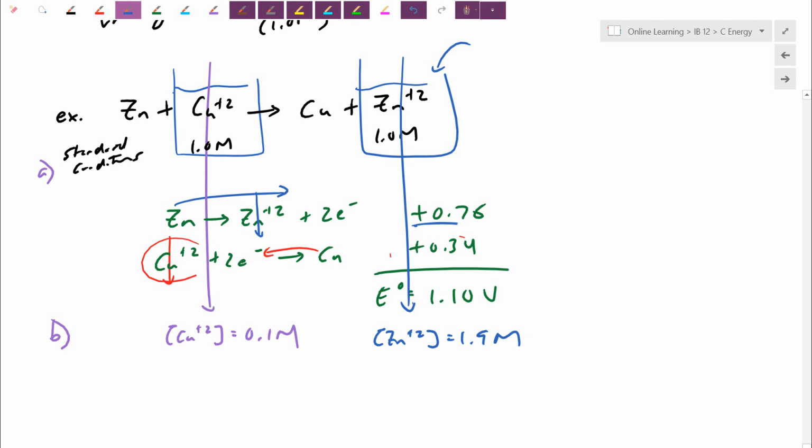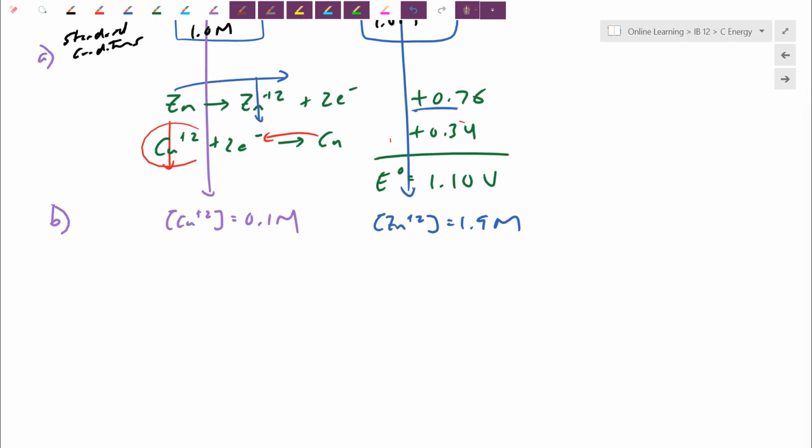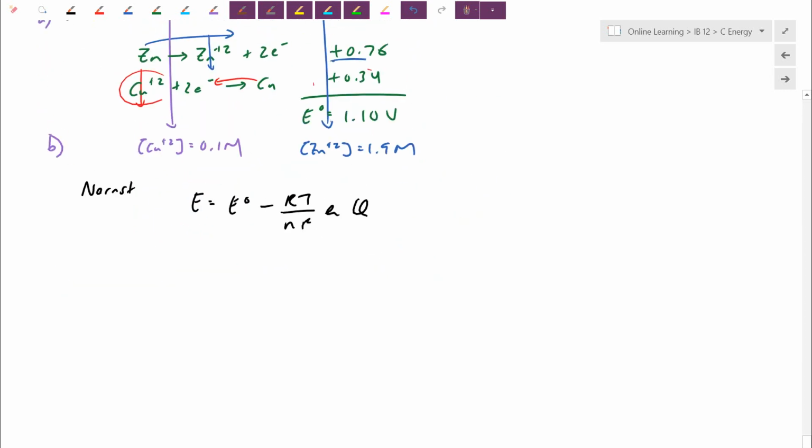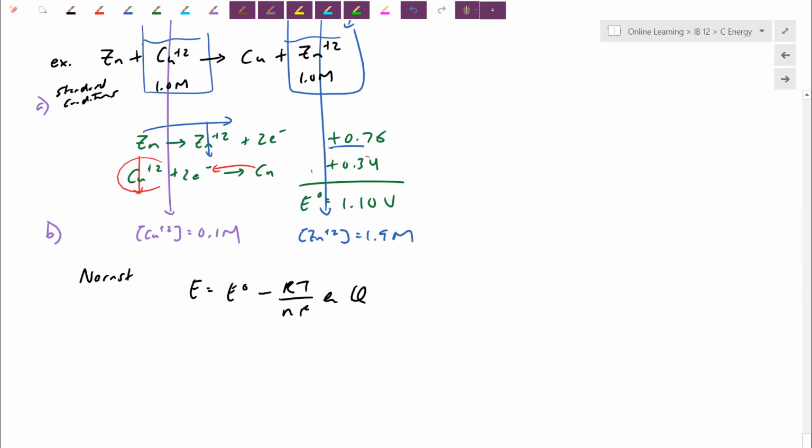So in the background, we know there is a little bit of shifting. I know the voltage is not going to match what is in the standard state. But because I'm interested in calculating the voltage at any given point, here's where your Nernst equation comes in. You can just copy it from the data booklet: E is equal to E naught minus RT over nF ln Q. And be careful in this formulation, my Q is the equilibrium expression, products over reactants.